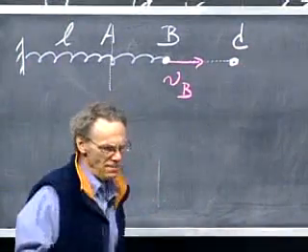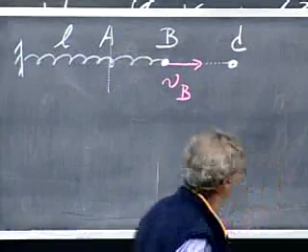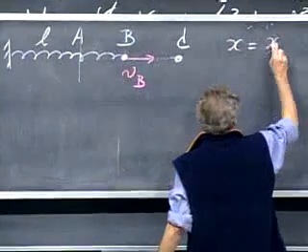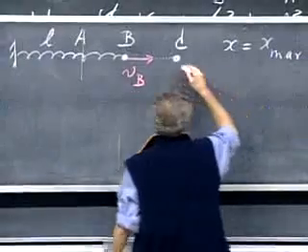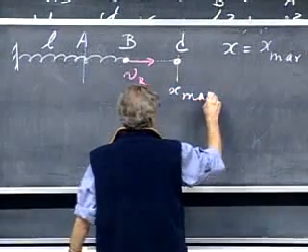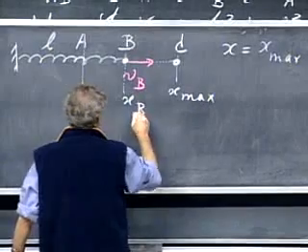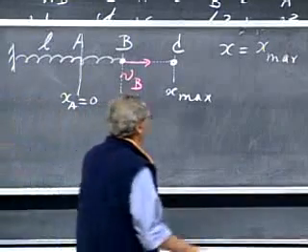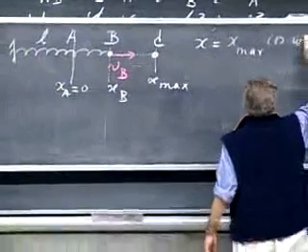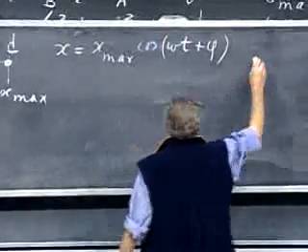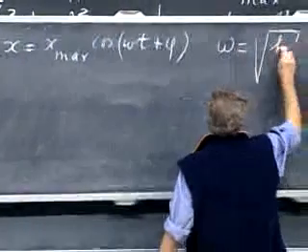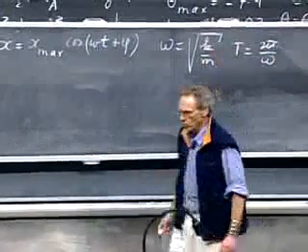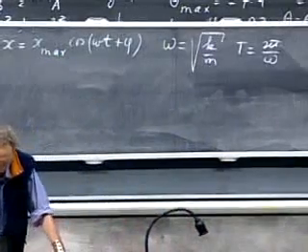Let the spring constant be k, and we know we're going to get, at t equals 0, a simple harmonic oscillation. This is going to be x max. This is going to be x of B, and this is x of A, which is 0. So we're going to get x equals x max times the cosine of omega t plus phi. Same old story. It's getting pretty boring. Omega equals the square root of k over m, and T equals 2 pi divided by omega. These equations you will not see on your exam.